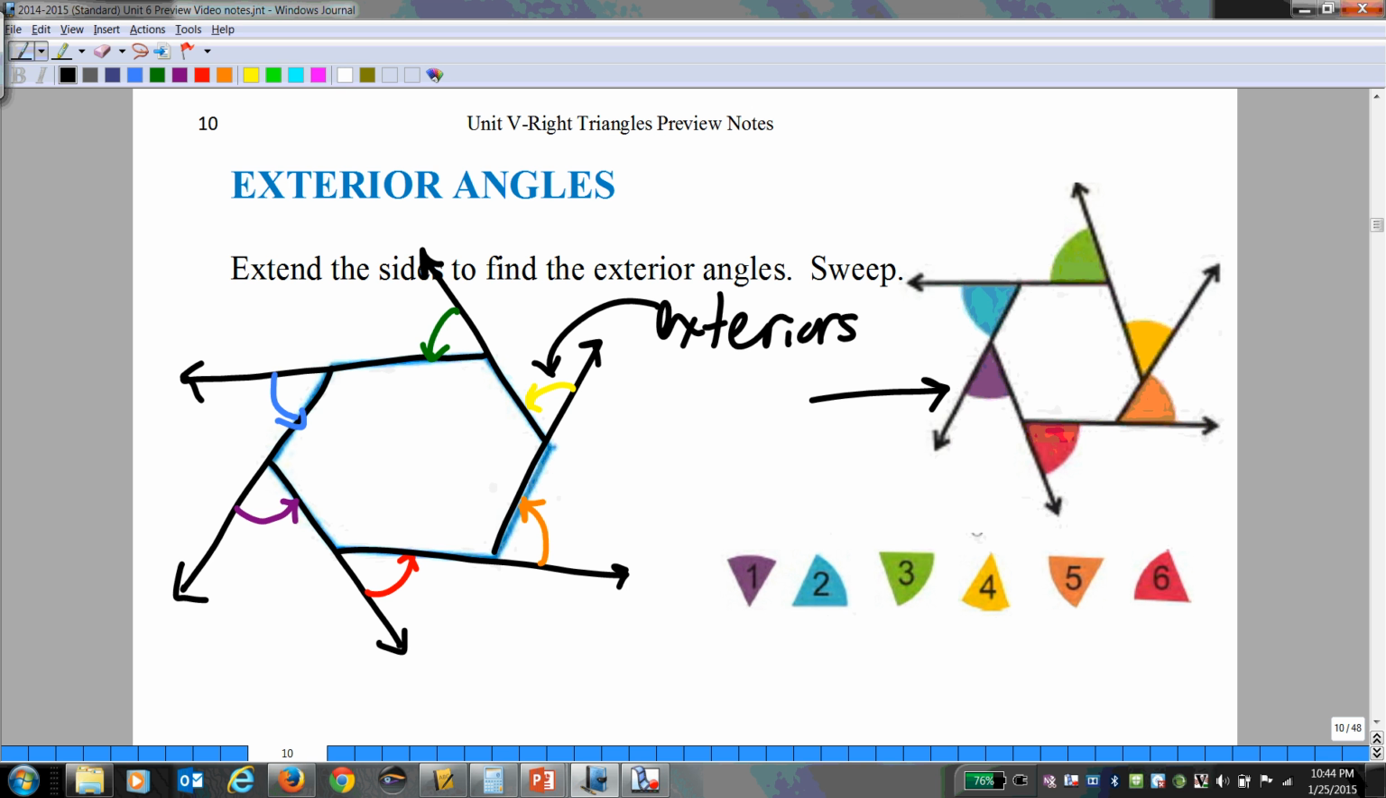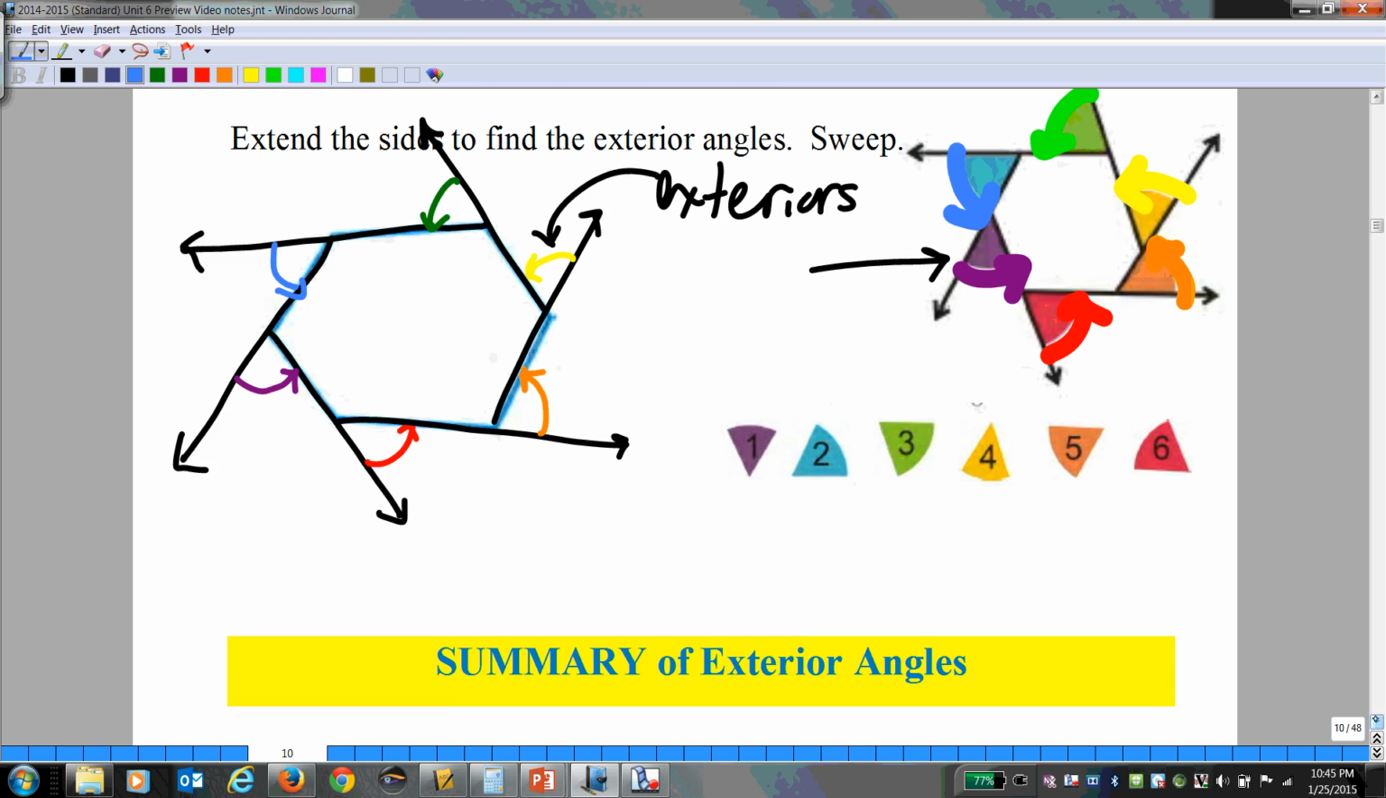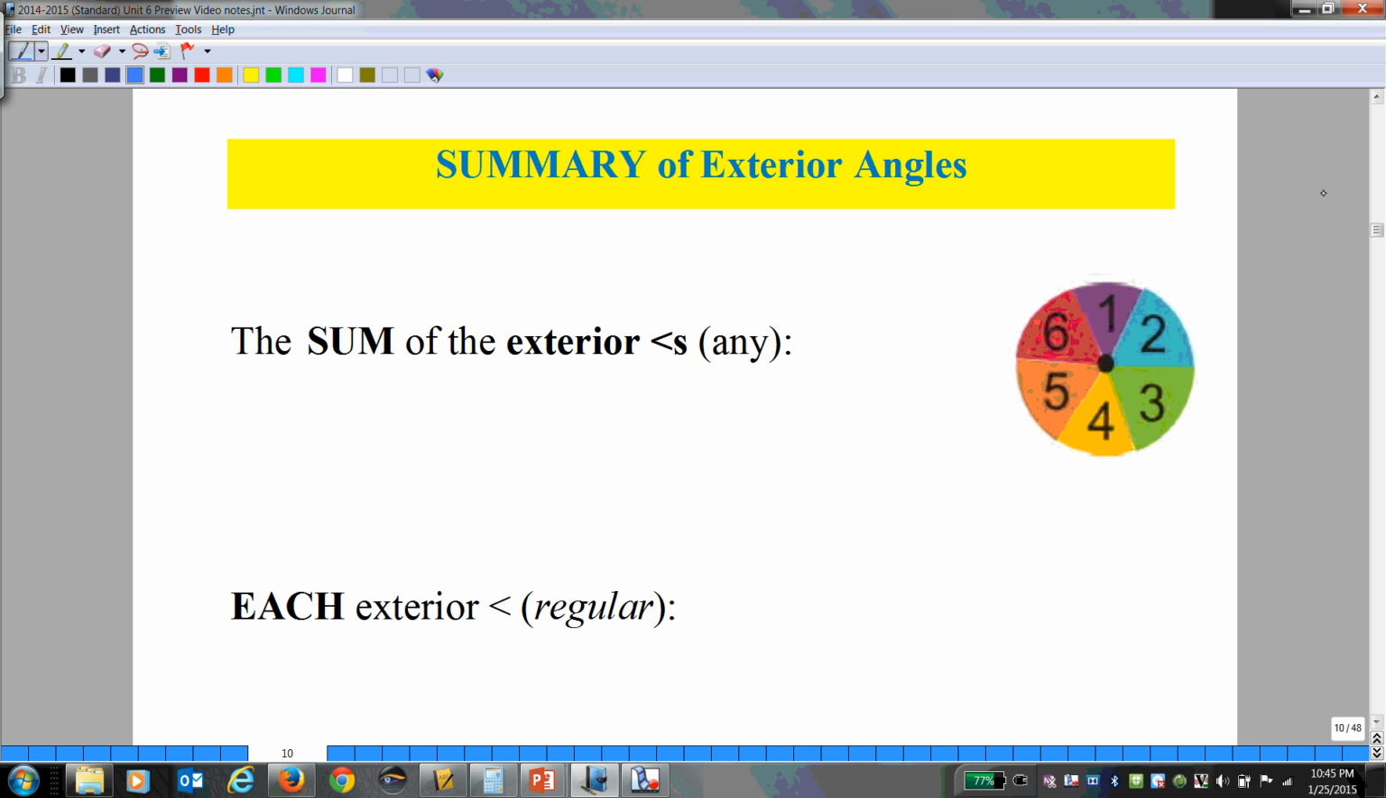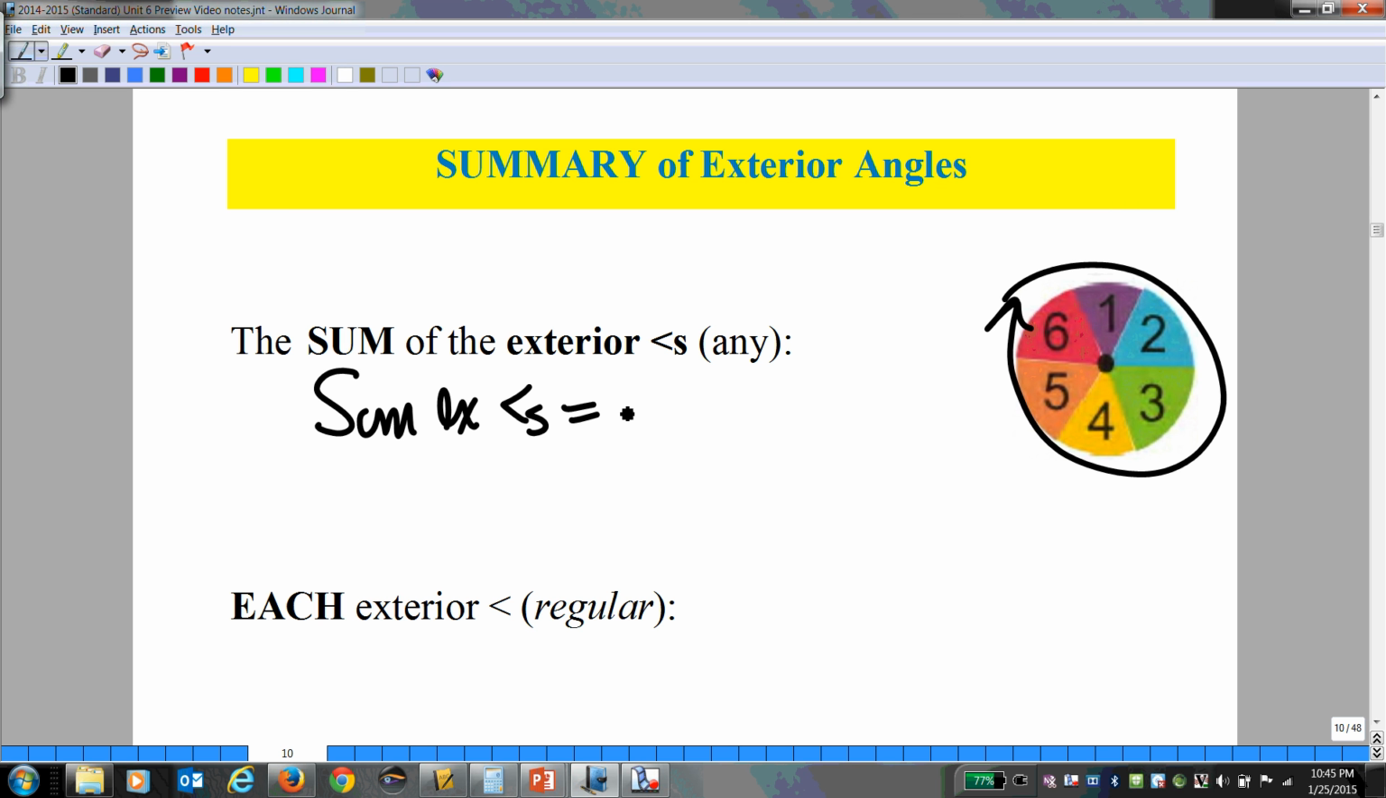Now, if you look really carefully, if you took all the exterior angles, go ahead and sweep them here. It's a little bit easier to see it. Keep sweeping. You're going to notice if you put all of these together, you're going to end up with a circle. If you took all those wedges and you put them together, you're going to end up with a circle. So this is a real simple truth here. The sum of exterior angles always add up to 360, regardless of the shape.